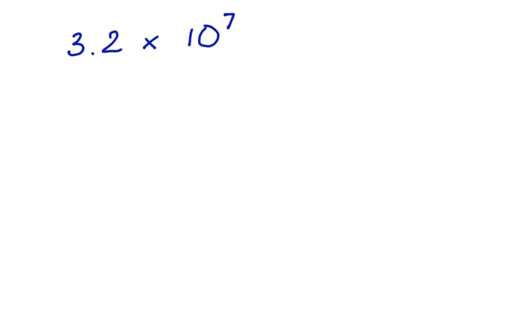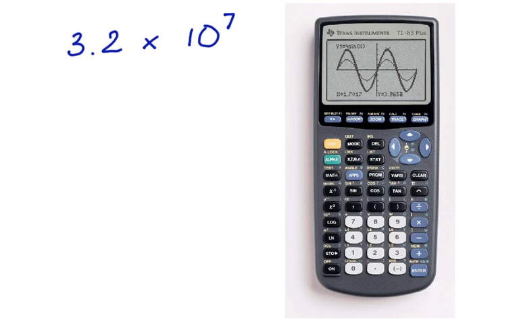3.2 times 10 to the 7th. How can we evaluate this expression using scientific notation and our calculator? Well, first, let's take a look at our calculator. Here's our calculator. The first thing we're going to need to do is to push 3.2 so that 3.2 shows up on our screen.